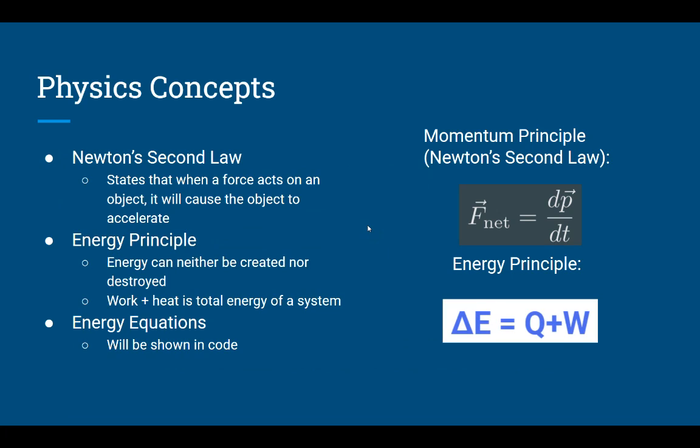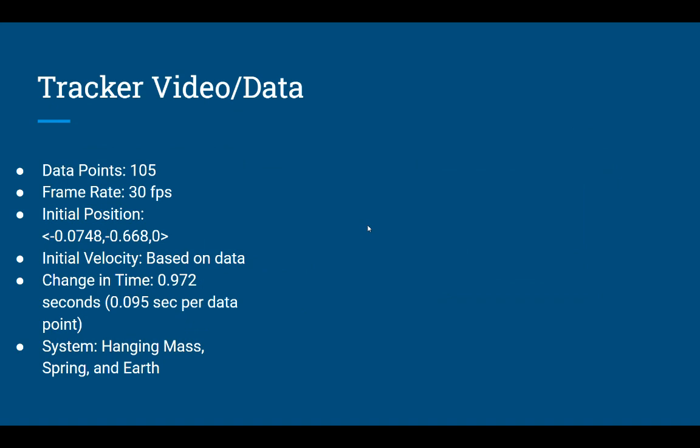For Newton's second law, it states that when a force acts on an object, it will cause it to accelerate, and there's our equation. And then for the energy principle, we know that energy cannot be created nor destroyed, and we know that work plus heat is going to give us total energy. And then for our actual energy equations, you'll see that in the code.